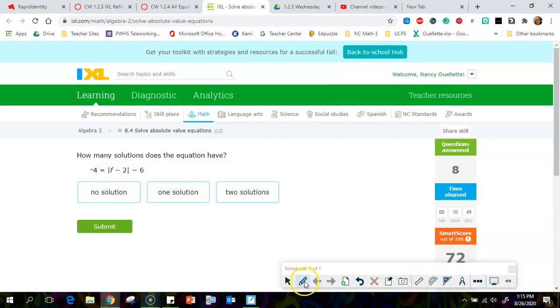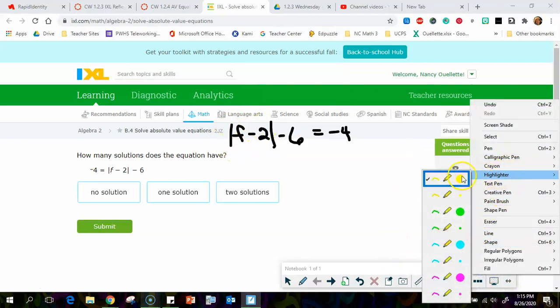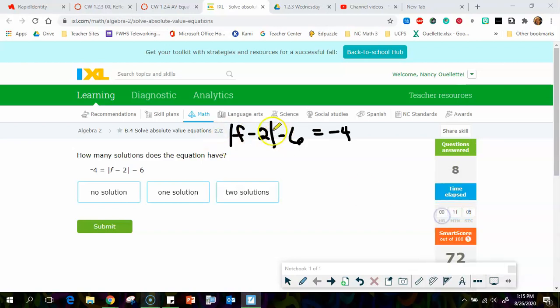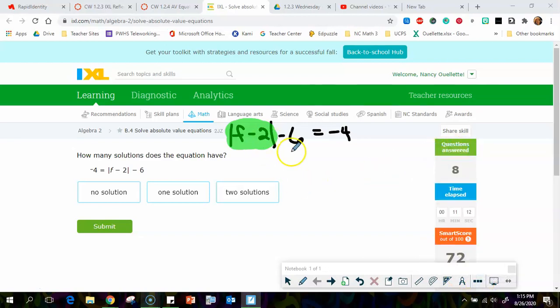Yeah, we'll do this one too. So I'm going to switch this around. I like for my variables to be on the left. I need to isolate this part right here. That part right there. So I'm going to add 6 to both sides.